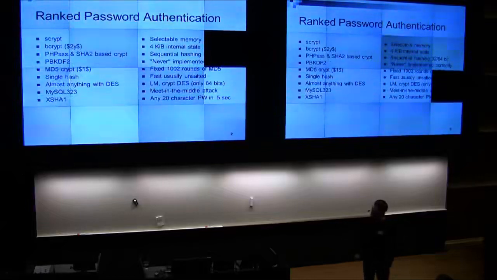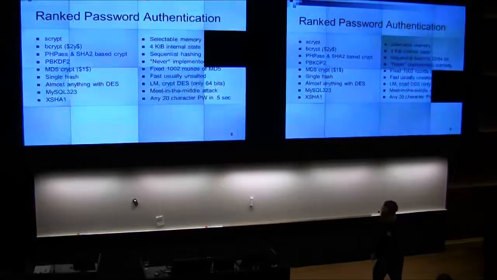There's scrypt, selectable no memory, then bcrypt. That would be a good one. Bcrypt uses a 14 kilobyte internal storage, which makes GPUs slow. Not really, really slow, but that's a good algorithm. Then PHPass and SHA-2 based crypt.